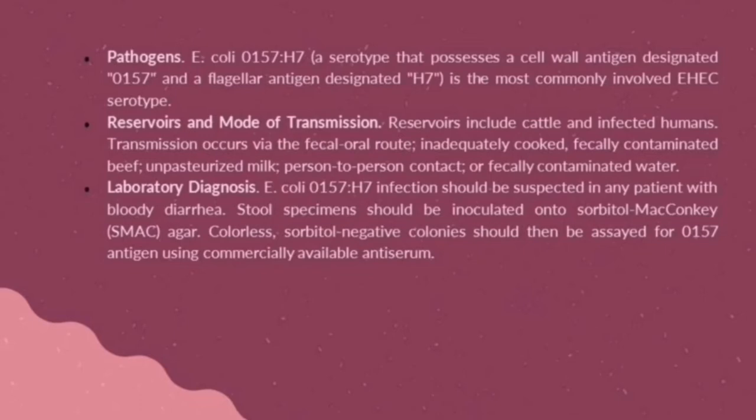Laboratory diagnosis: E. coli O157:H7 infection should be suspected in any patient with bloody diarrhea. Stool specimens should be inoculated onto sorbitol MacConkey agar. Colorless, sorbitol-negative colonies should then be assayed for O157 antigen using commercially available antiserum.